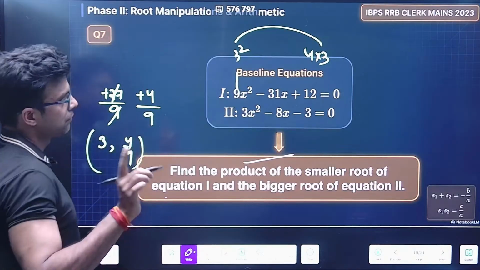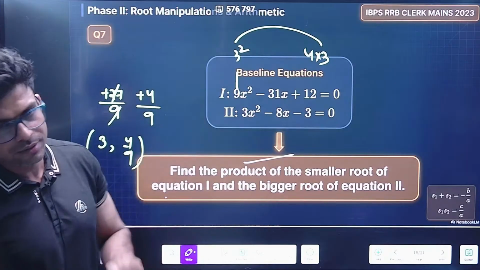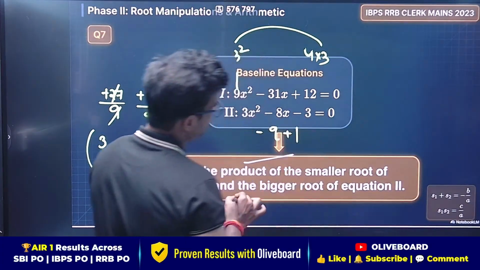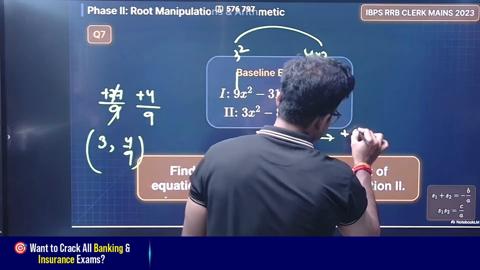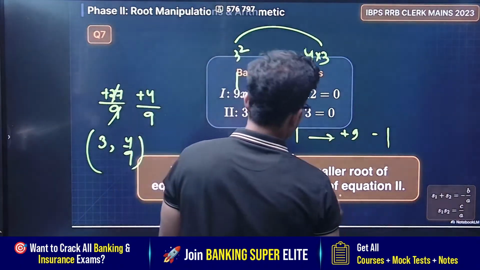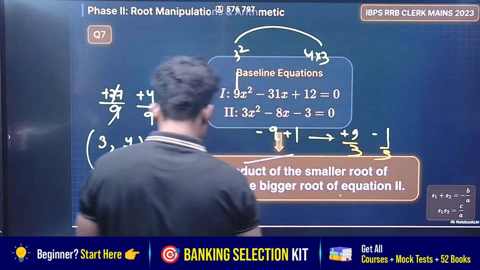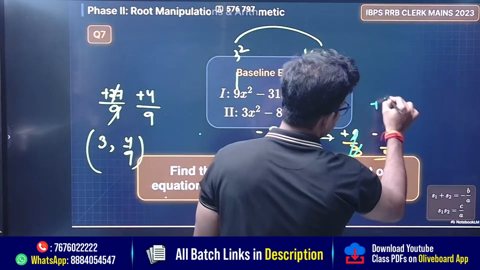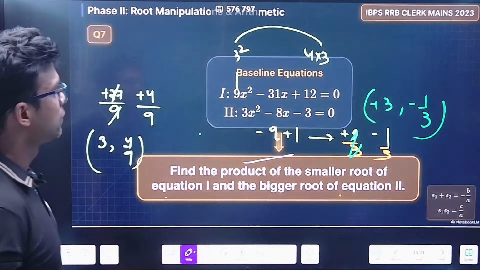First root. X square and 9. I need to make 9 as an 8. So minus 9 and plus 1 will give you 8. Roots would be plus 9 and minus 1 divided by the coefficient which is 3. So this is also 3 and this is also 3. If this is 3, this will give you plus 3 and minus 1 by 3. Okay, these are basically roots of another equation.